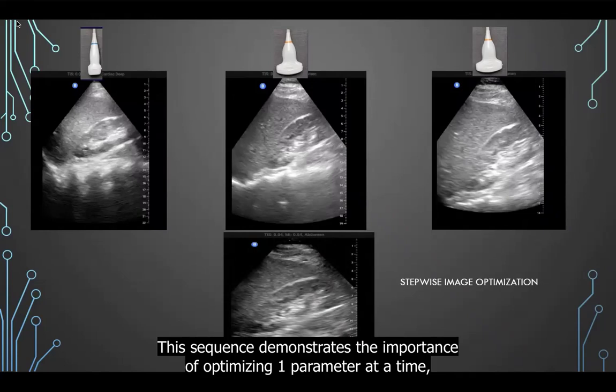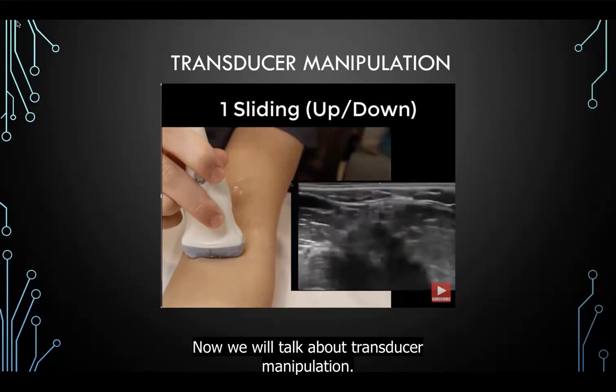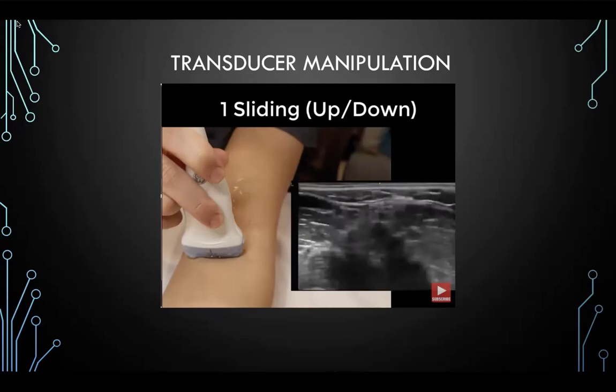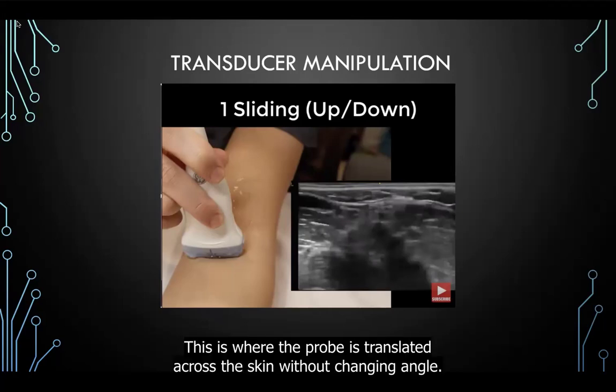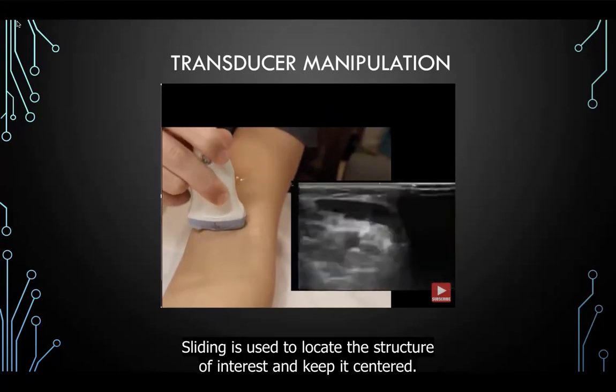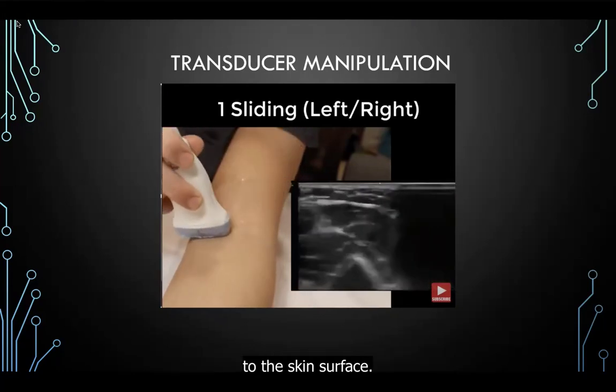This sequence demonstrates the importance of optimizing one parameter at a time, starting with probe selection and depth, and finishing with gain. Now we will talk about transducer manipulation. First, we'll start with the movement of sliding. This is where the probe is translated across the skin without changing angle. Sliding is used to locate the structure of interest and keep it centered as you scan. Make sure to keep the probe perpendicular to the skin surface.